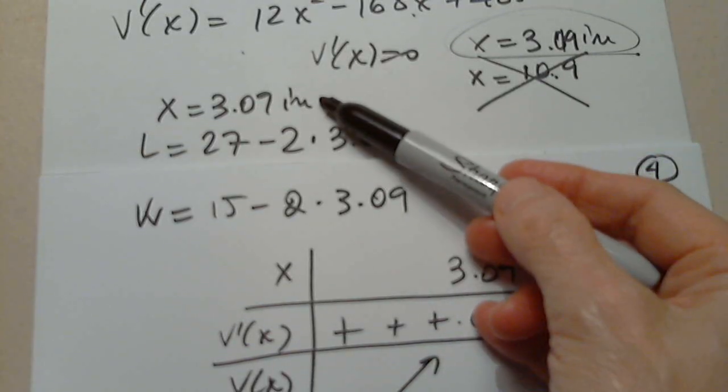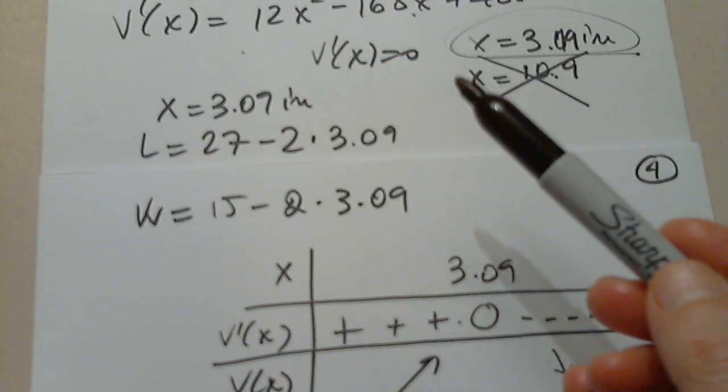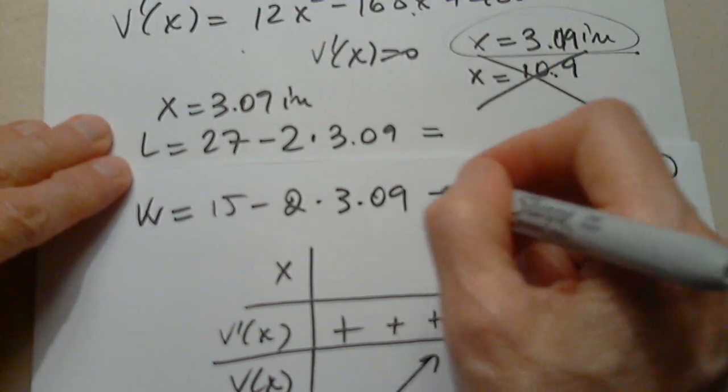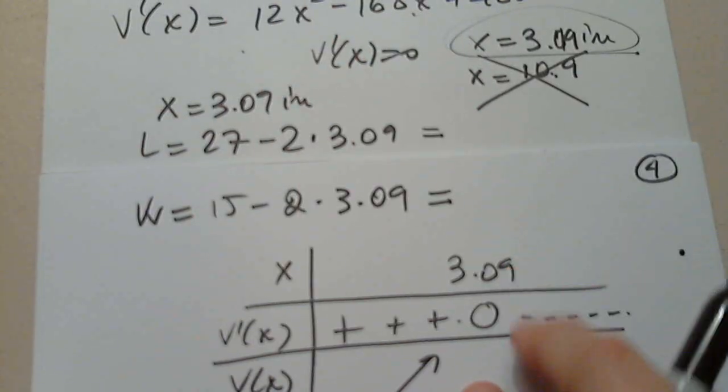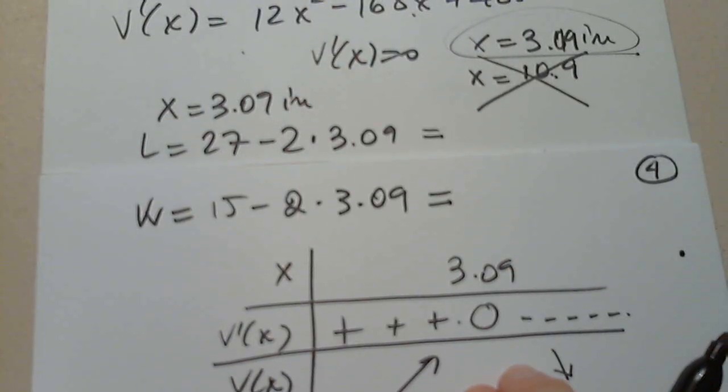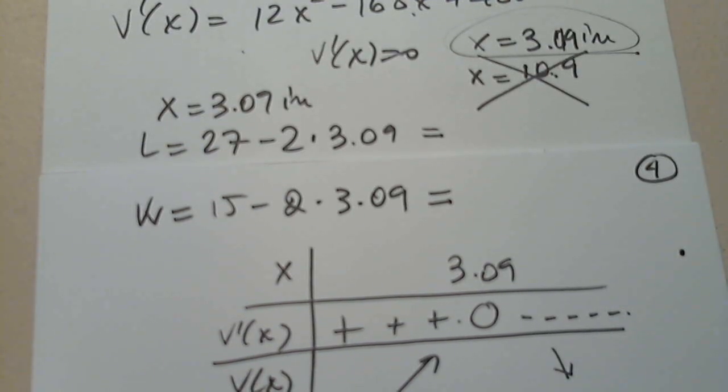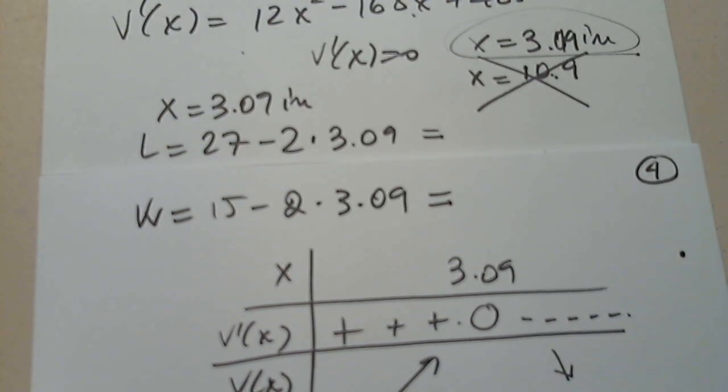First, I found the height. I have to determine the length. I have to determine the width. And then in the function, in V of x, I plug in 3.09 to find the maximum volume. Is this okay before we switch to the graphing calculator?